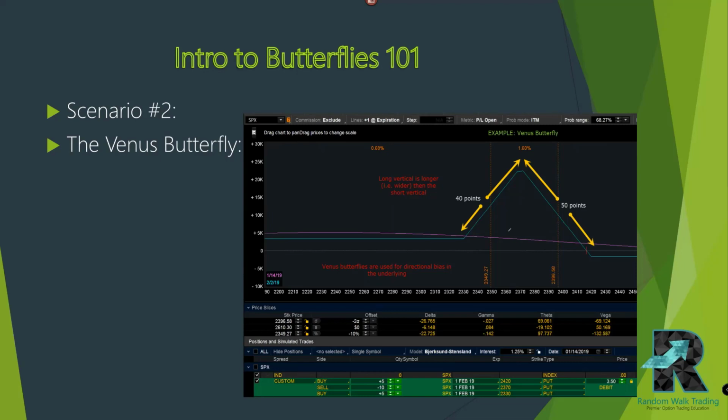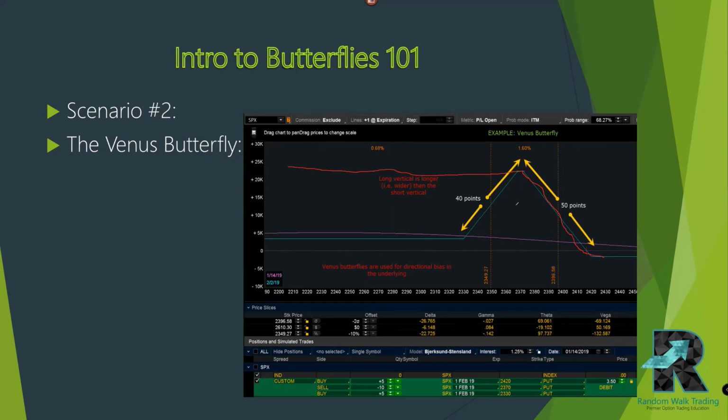So the question is, is the balance fly normally done for a debit? Yes. If it's a symmetrical butterfly, you're typically going to put that on for a debit. Venus butterflies are going to be cheaper. In this case, it's $350. And what I tell students is you can make the case for a vertical. A vertical is if you just did this long put spread, for example, which is perfectly fine. Your risk graph is going to look something like this.